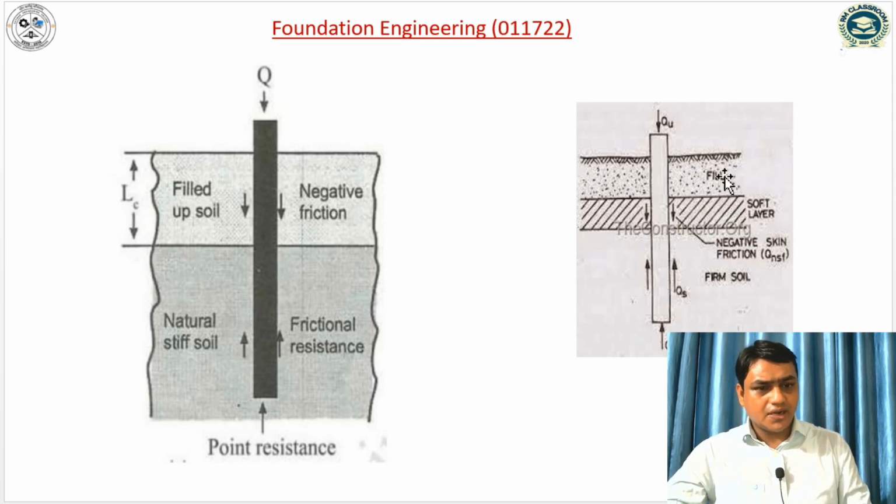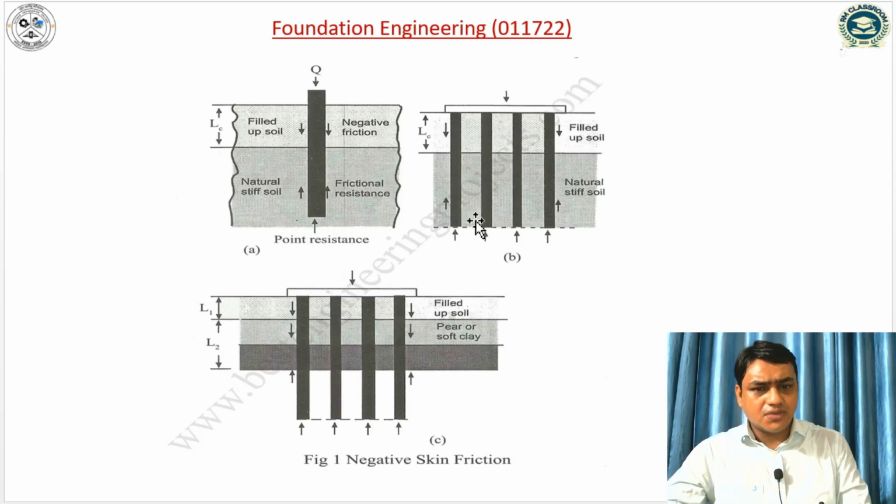Similarly, here we can also see that in this region the frictional resistance will occur, in this region negative skin friction resistance will occur, and in this region the skin friction resistance occurs. Similarly, if I see another example, the same example is here. This is in a loose soil or filled up soil. So in that region, the negative skin friction will occur.